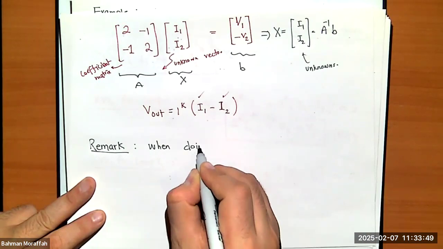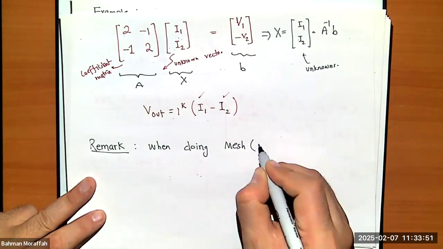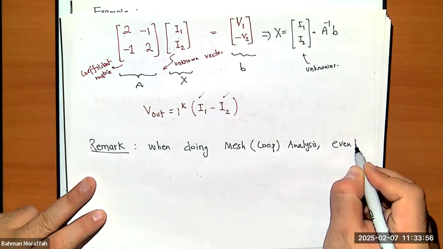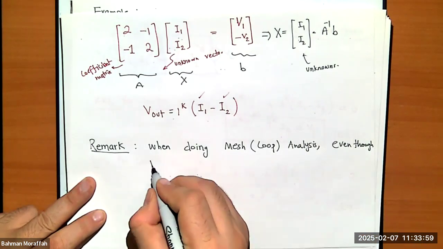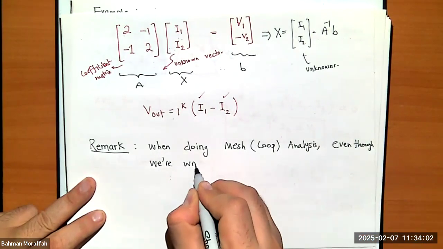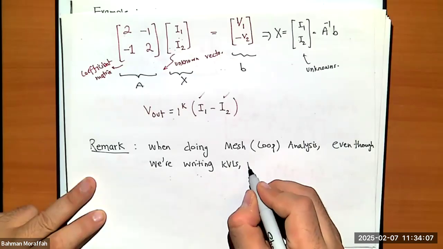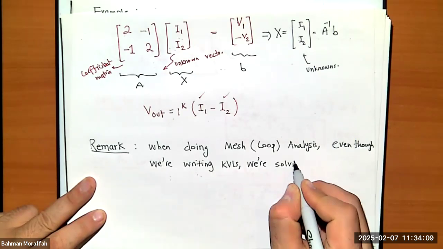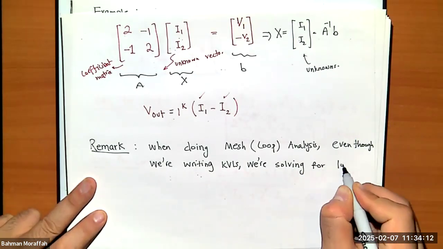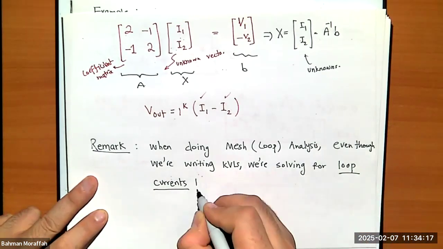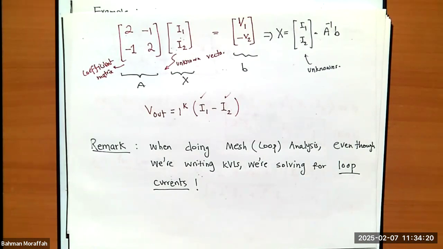When doing mesh or loop analysis, even though we're writing KVLs, we're solving for loop currents. And remember, as soon as I know loop currents, I know everything in the circuit, right? I can compute everything.